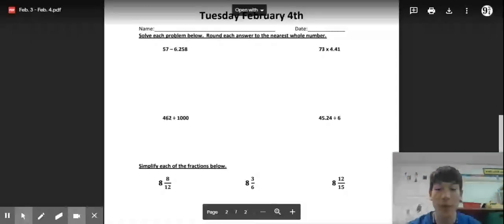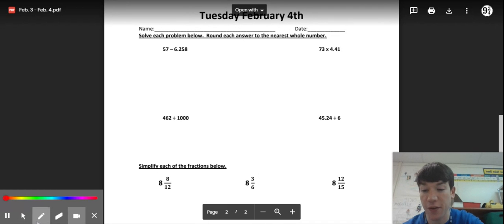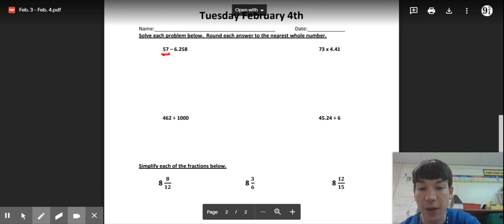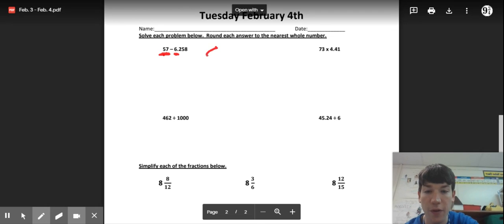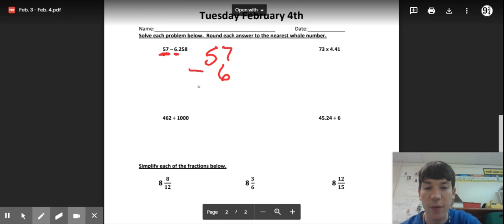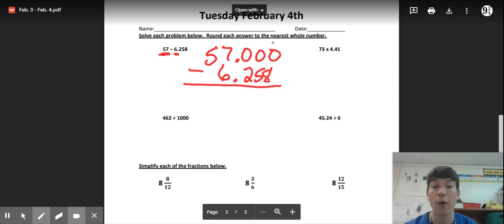We're going to start off today with some decimal operations by solving each of these questions on the top and then rounding them to the nearest whole number. Starting at the top, when subtracting and adding decimals, I always think about starting with the whole numbers. So we have 57 minus 6. I'm going to go over to the side and do 57 minus 6, and then after that, I always add in that decimal point at the end. And 258 thousandths. Then to my 57, I can just add 0 thousandths here.